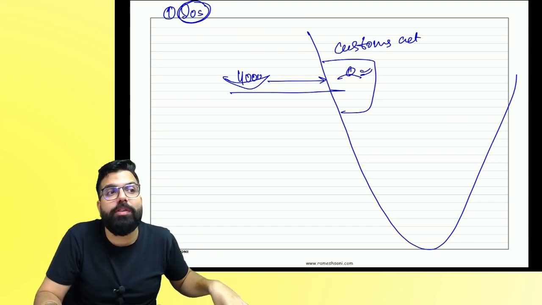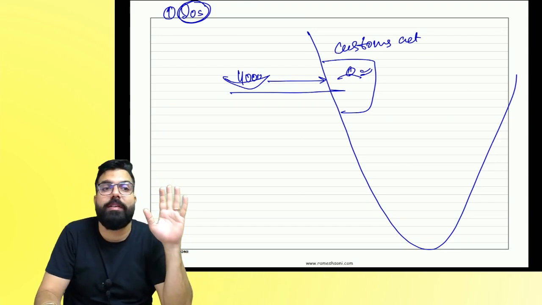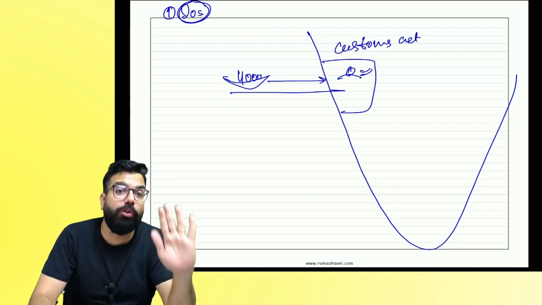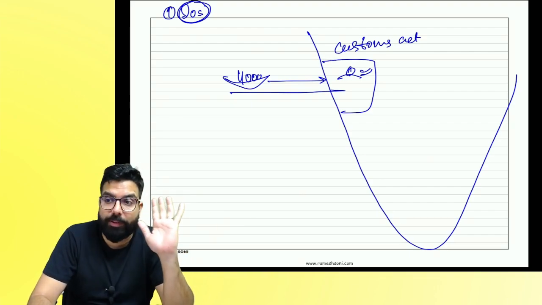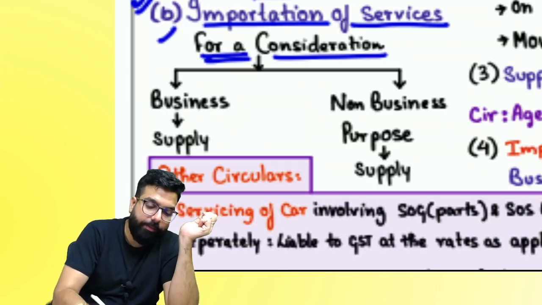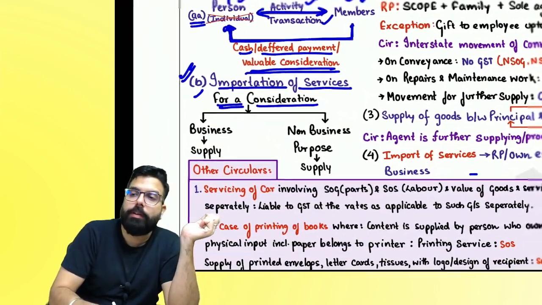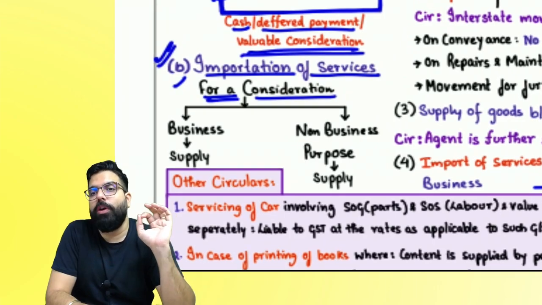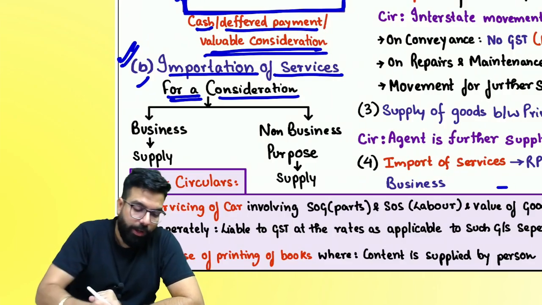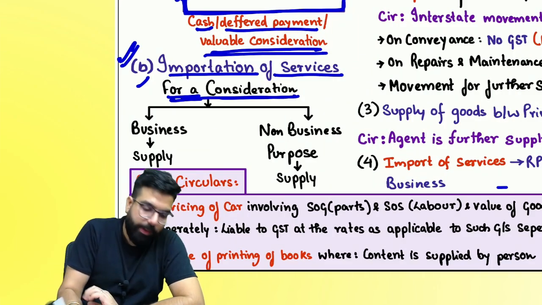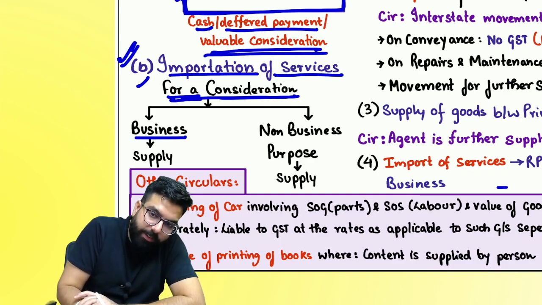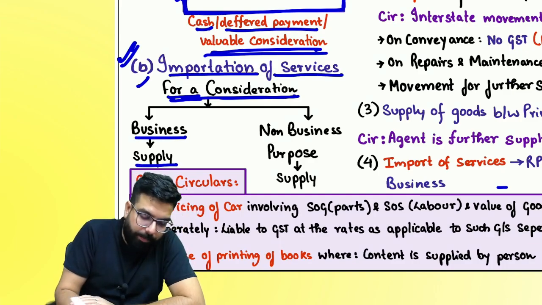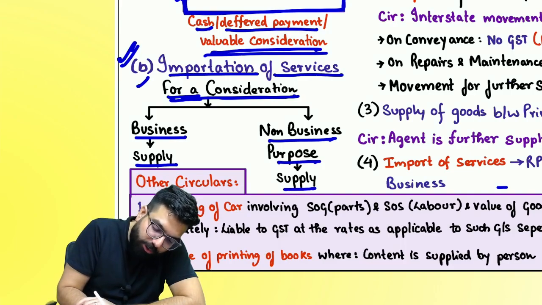And hence they are telling on services, Customs Act is not applicable. Customs Act is applicable only on importation of goods, not on service. So service they went ahead and covered in the GST Act. And they told if you are going ahead and importing service for a consideration in the course of business, then it will be a supply. Not in the course of business, then also it is supply.